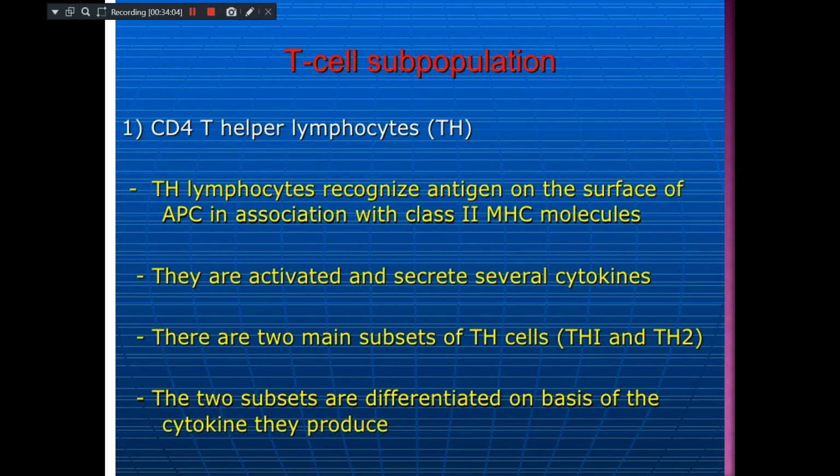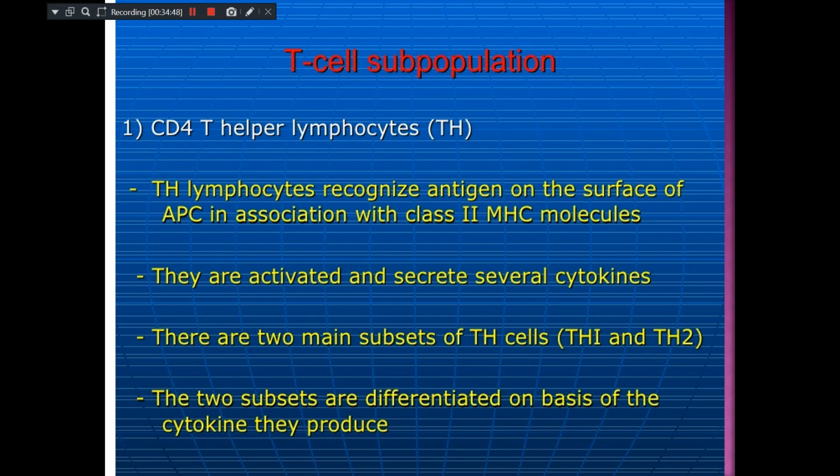These CD4 cells, I have told you, are also called CD4 T helper lymphocytes, helper lymphocytes or TH cells. These TH lymphocytes usually recognize the antigen on the surface of APC, that is antigen presenting cells. The helper lymphocytes recognize the antigen on the surface of antigen presenting cells, we can say that.